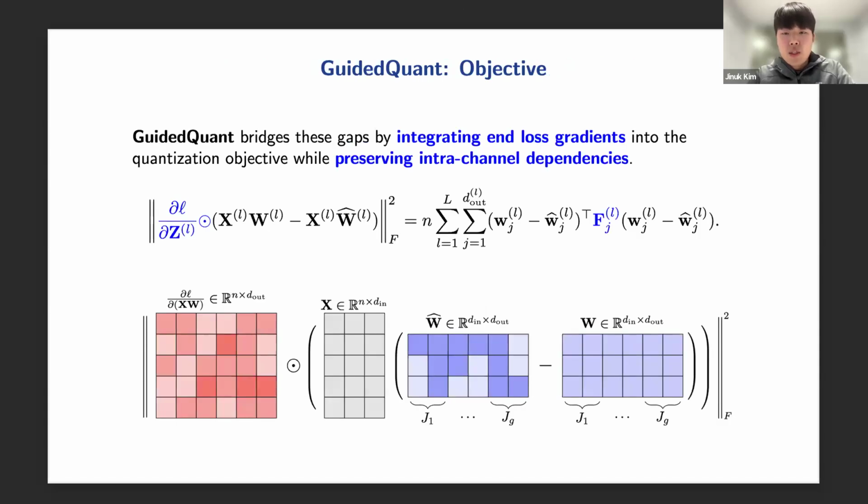GuidedQuant bridges the gaps in these two ideas. We propose to optimize the layer-wise output error in the objective, yet scale every hidden state error by its own loss gradient. Algebraically, this yields a block diagonal Fisher approximation, which is much richer than a plain diagonal approximation.